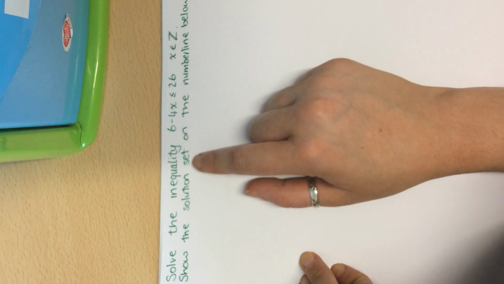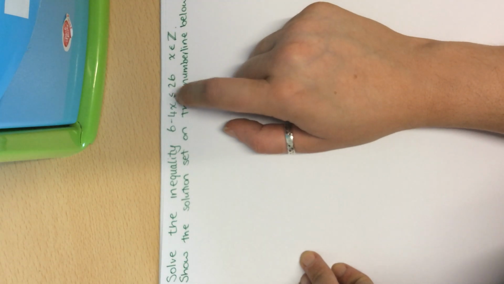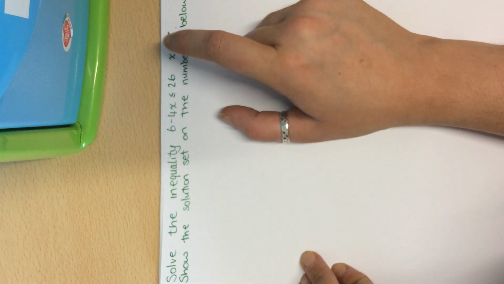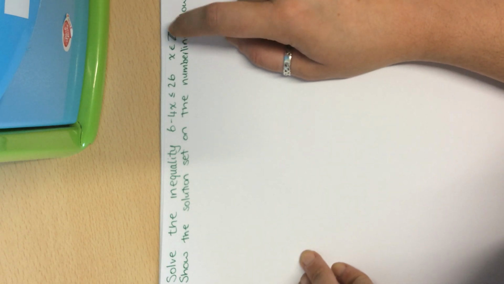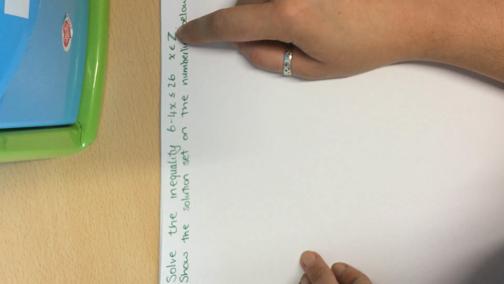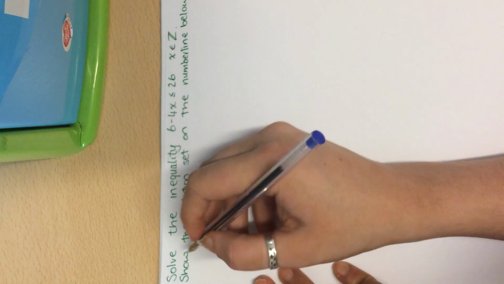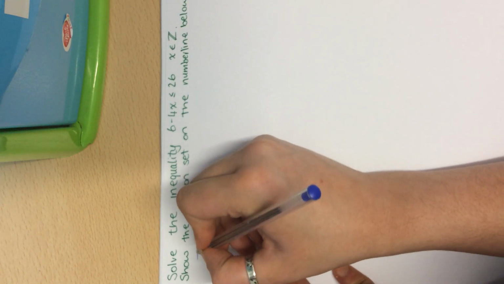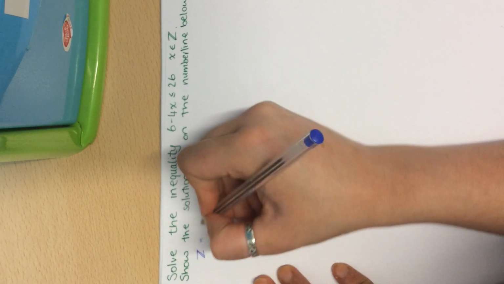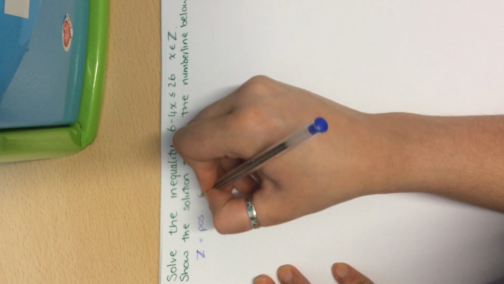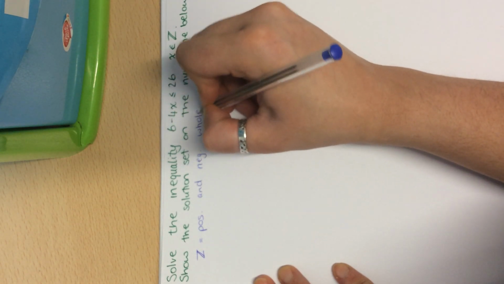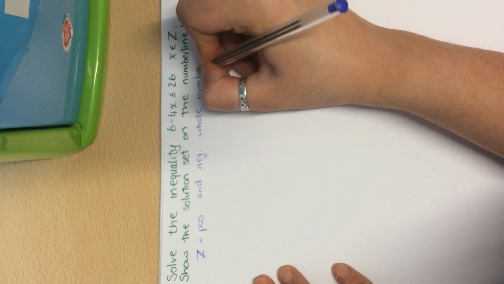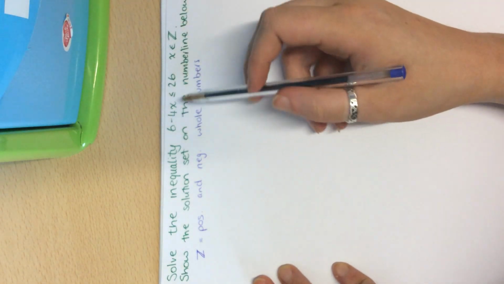So show the inequality 6 minus 4x is less than or equal to 26, where x is an element of the integers. Now, that's something we need to know because it's important here when we're doing the number line. Integers means positive or negative whole numbers. So let's write that down: Z. It's positive and negative whole numbers. So that means the solutions to this are only going to be positive or negative whole numbers.